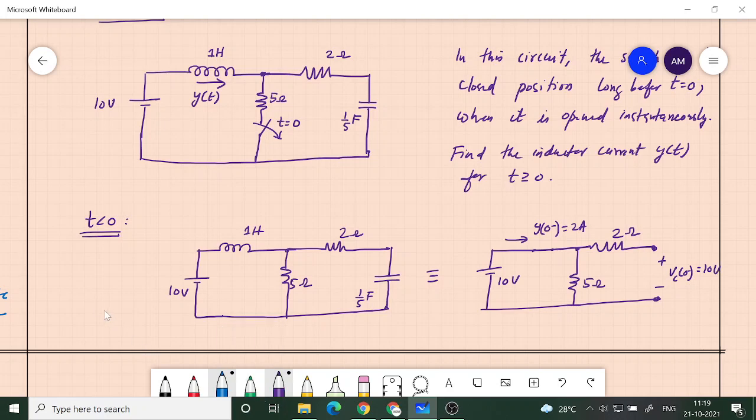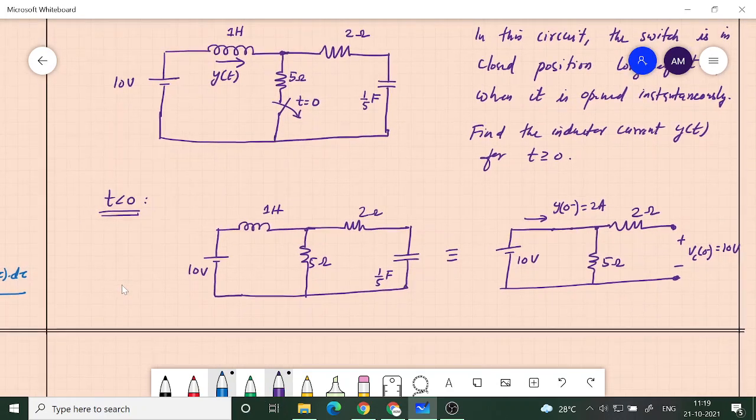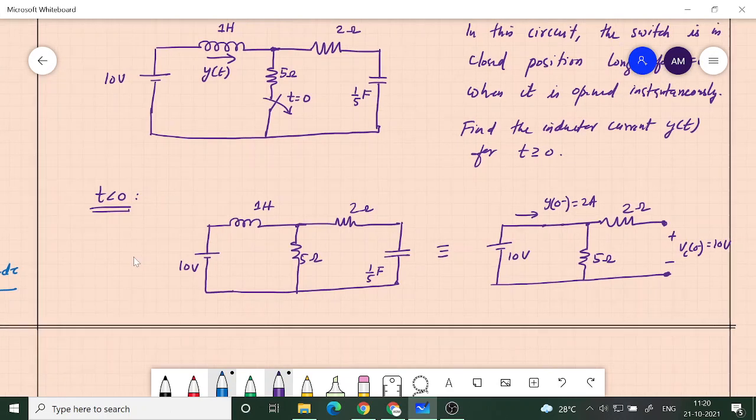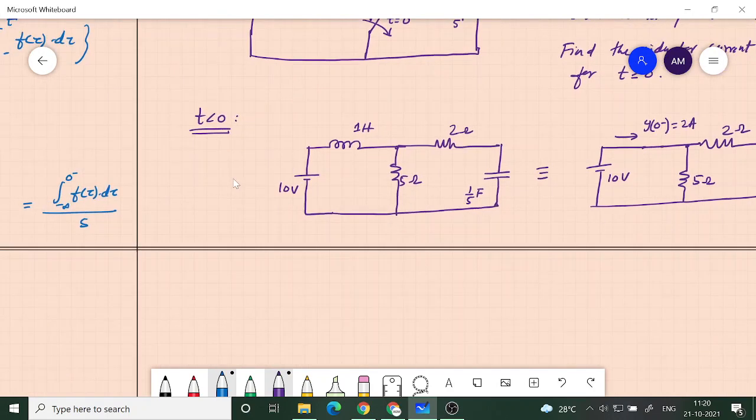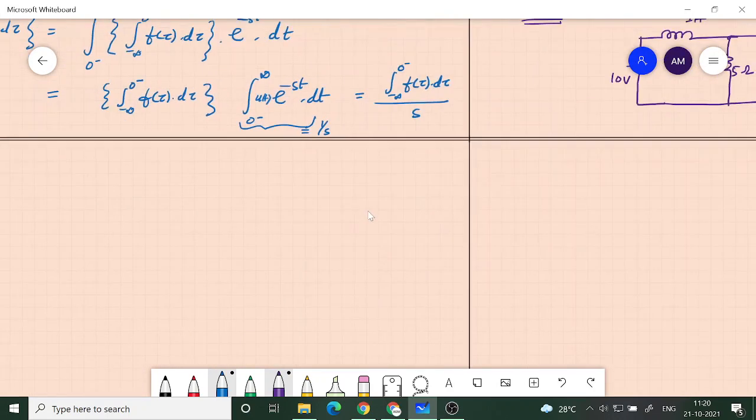So we got the two things just before the switch was opened. The switch was closed for a long time, and just before the switch was opened, through the inductor we had a current flowing, and across the capacitor there was a voltage of 10 volt stored. Okay, so that is the case.